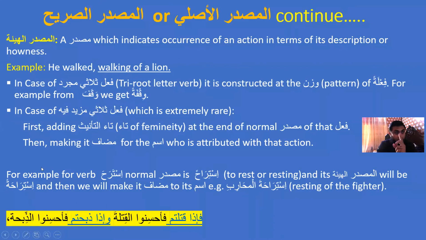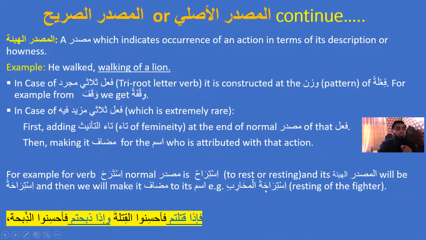Now, this was step number 1. Step number 2 is that you make it mudaf to the ism who is performing this action. For example, istirahat al-maharib. Maharib means the one who is fighting, because harb means fight, or you can say war. Even a wrestler we call maharib, because he is fighting with the opponent. So istirahat al-maharib means resting of the fighter.